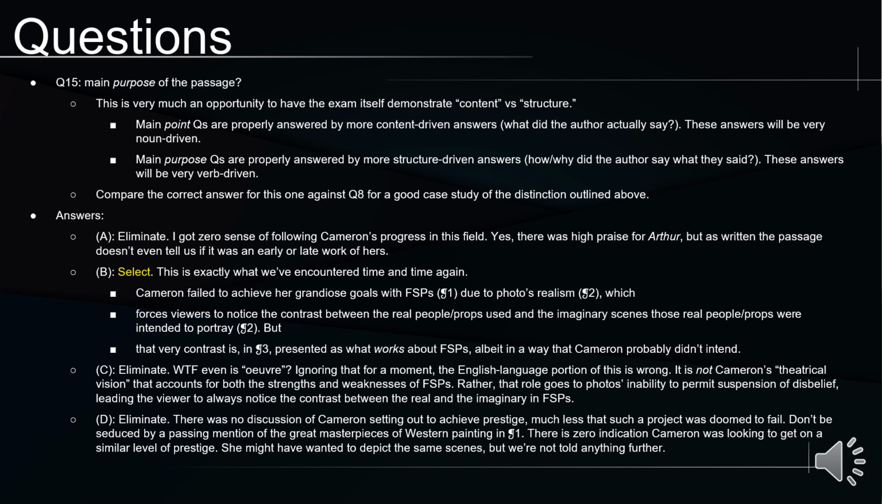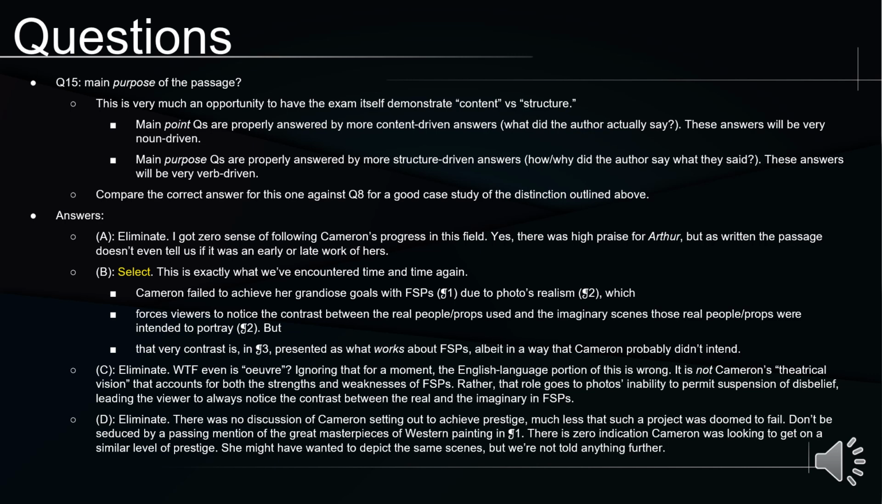Again, this passage is kind of light on discussing what Cameron's intentions really were when she chose to do certain things. So we don't really know why she embarked on FSPs other than the fact that was just her project, that she wanted to make seamless works of illustrative art. But first of all, I don't even know exactly what that particular term means, seamless work of illustrative art. All I know is that Cameron failed to do so.